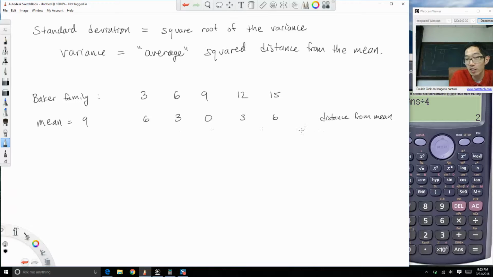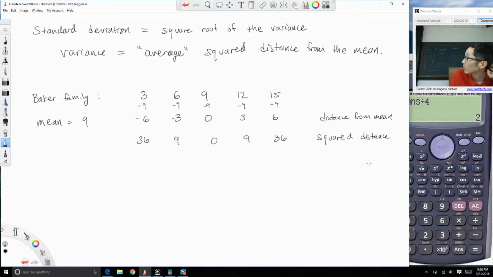You can also think of it as, we could technically just subtract off 9 from each value: minus 9, minus 9, minus 9, minus 9. Effectively, this would give us the distance from the mean, right? All we have to do is square this distance from the mean. So squared distance from the mean: negative 6 squared, or 6 squared, is 36. 3 squared is 9. 0, 9, and 36.